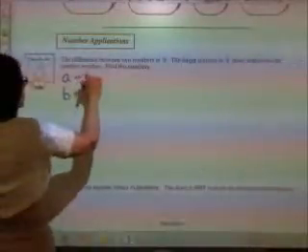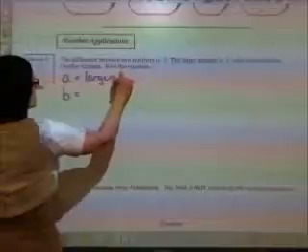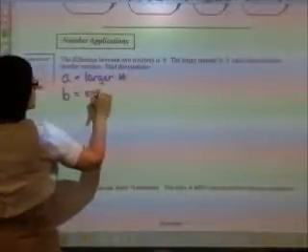So now I need to decide, is A the big number or the small number? You tell me. What do we want A to be? Do I want it to be the larger number? Okay, so A is the larger number, and B is the smaller number.